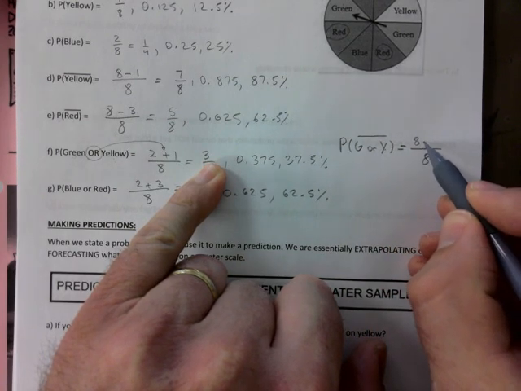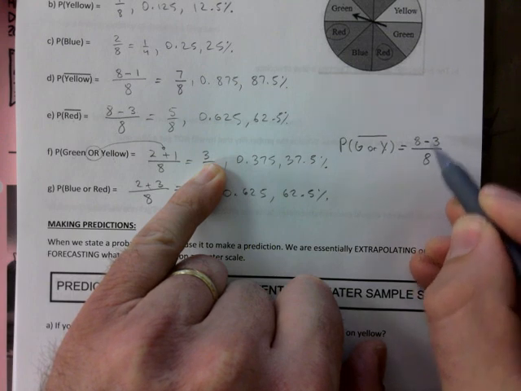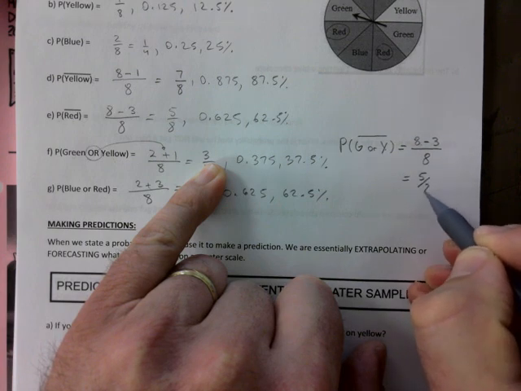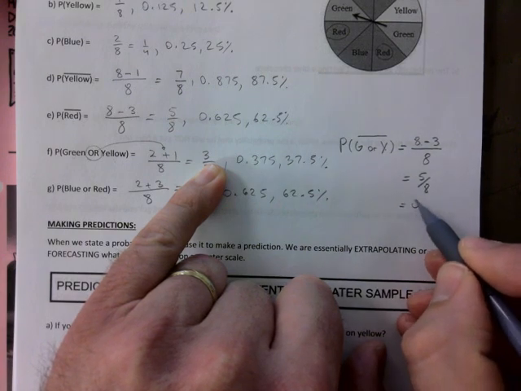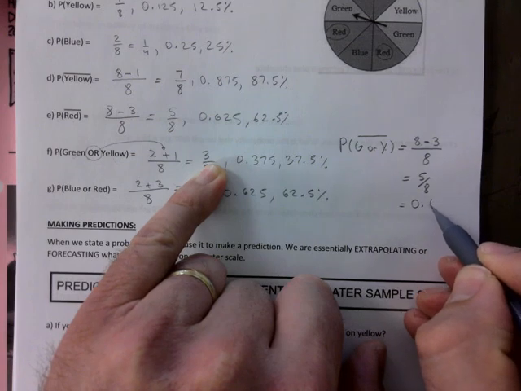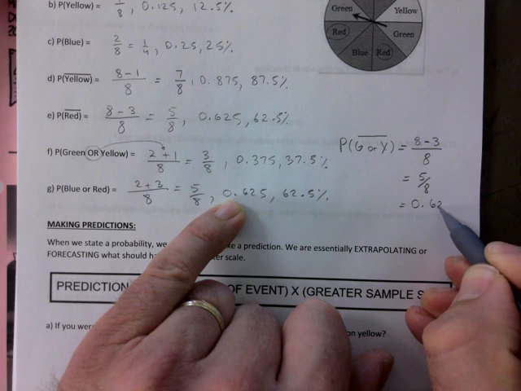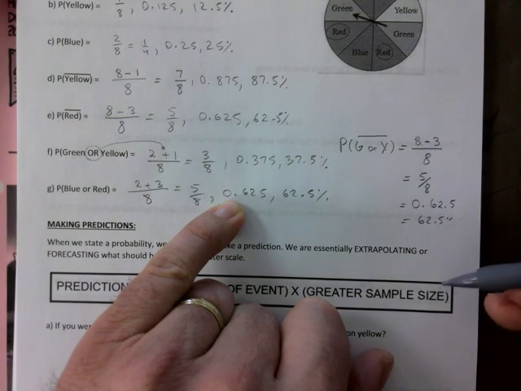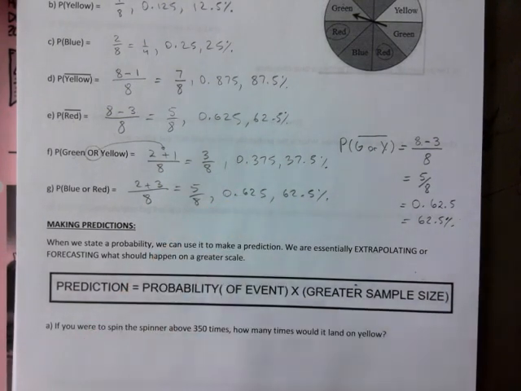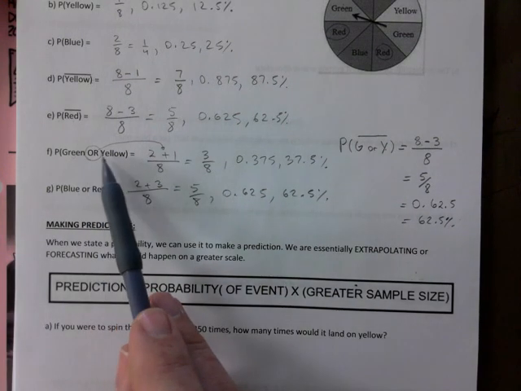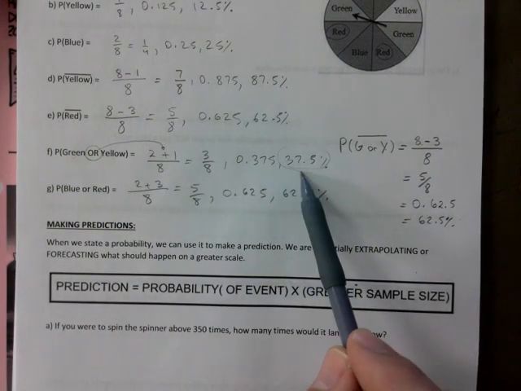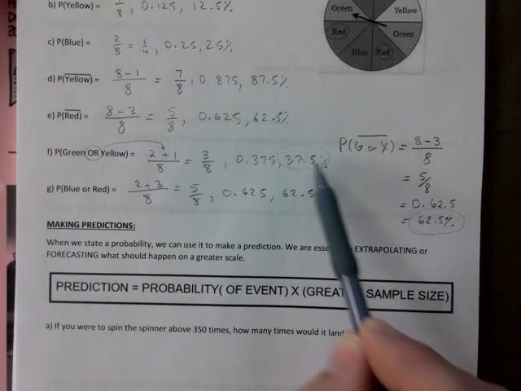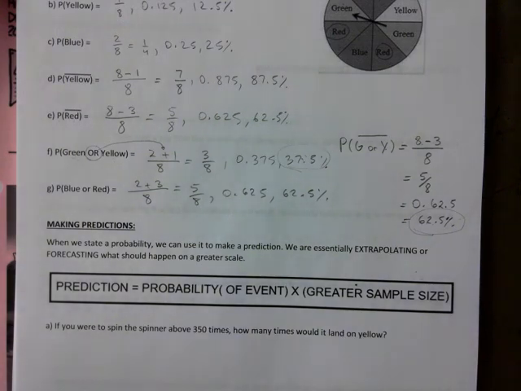So we're going to go 8 minus 3 because we don't want these 3. So that would be 5 over 8, which is 0.625, which is 62.5%. Say what? So probability of yellow or green is 37.5, but it not happening is 62.5. What should these add up to? 100%. That's right.